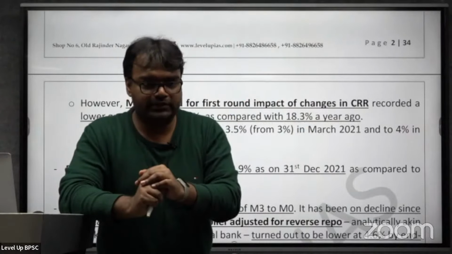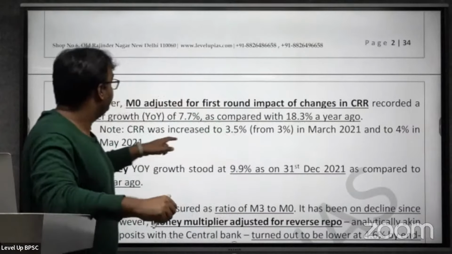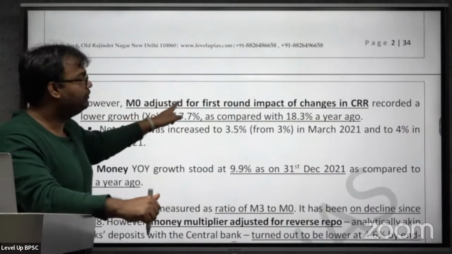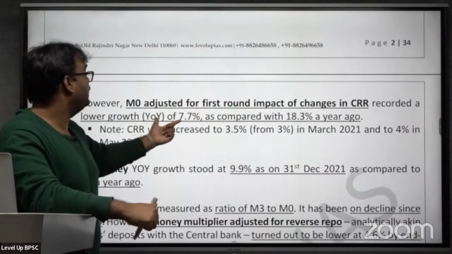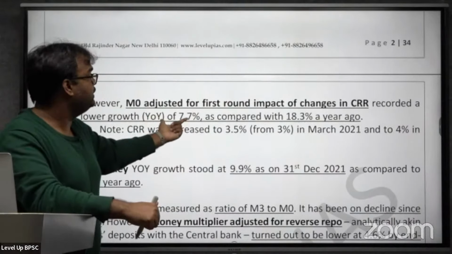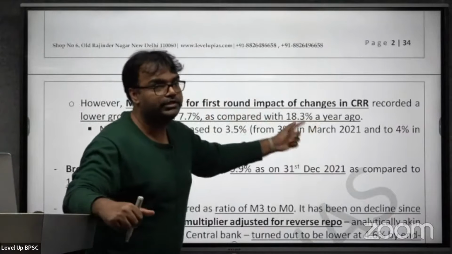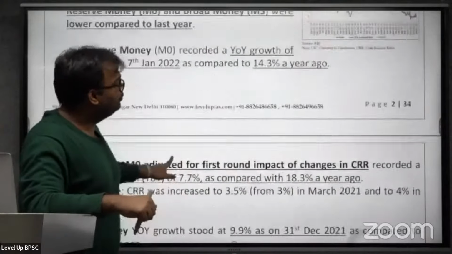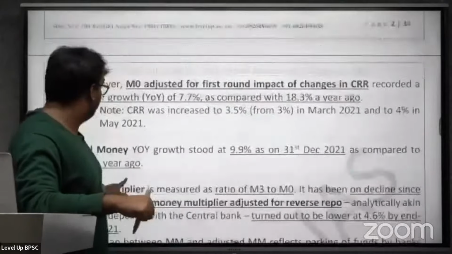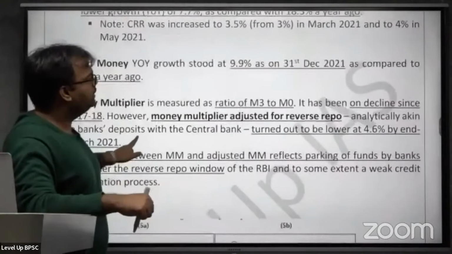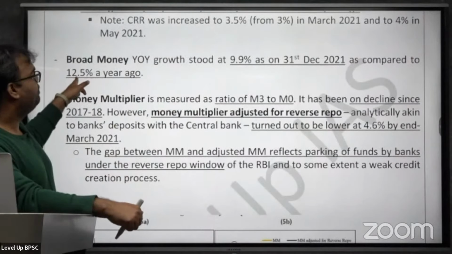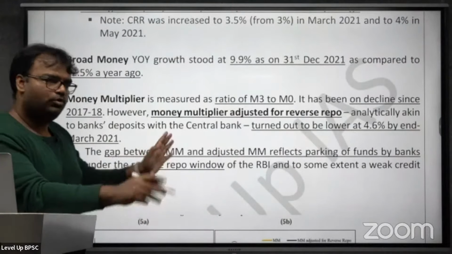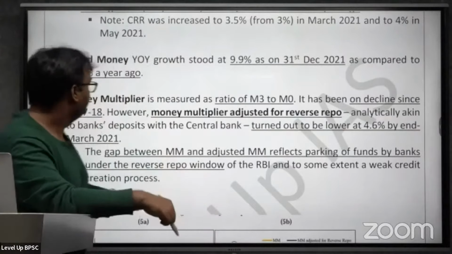It will decrease, right? Here we are saying that M0 adjusted for first round impact of changes in CRR had reduced, its growth was 7.7% as compared to 18.3% a year ago. A year ago, M0 could be much higher. Now, broad money again was growing at 9.3% in 2021 when compared to 12.5% last year. So both broad money and reserve money growth have gone down.